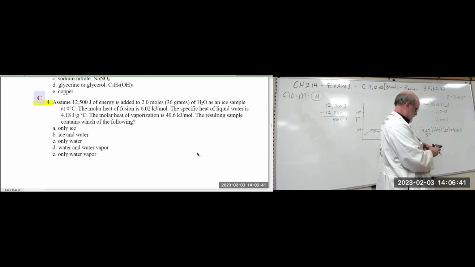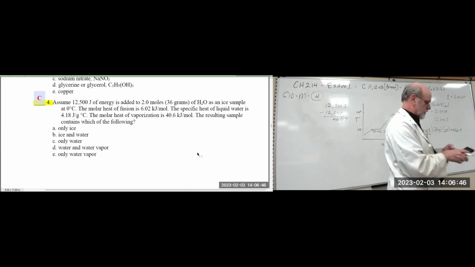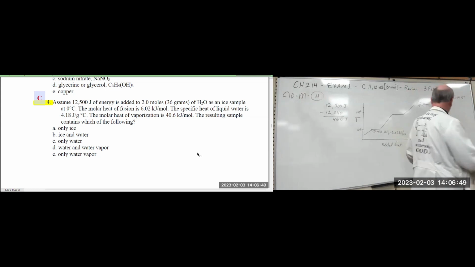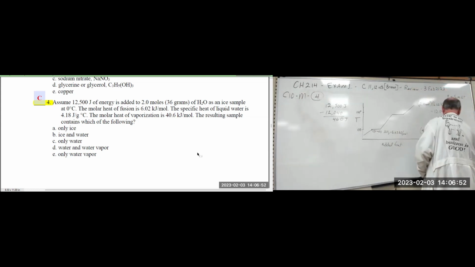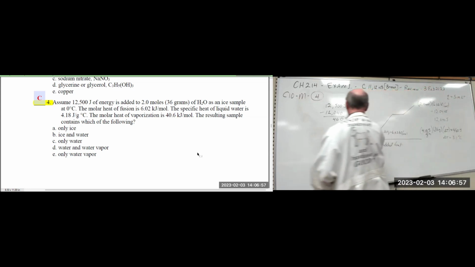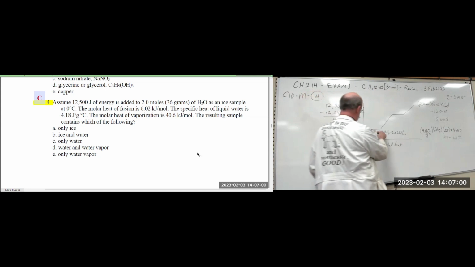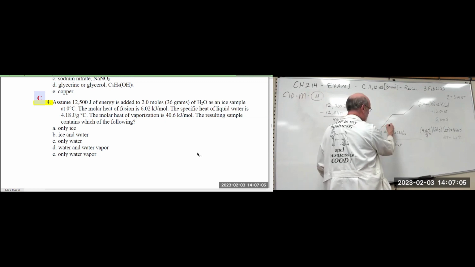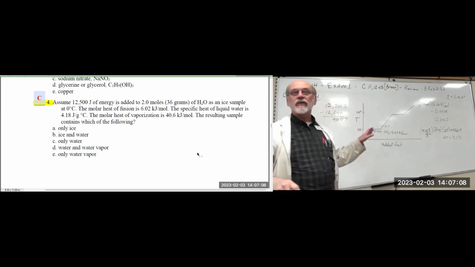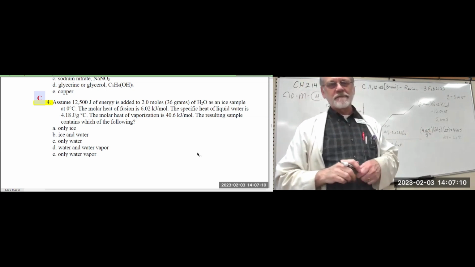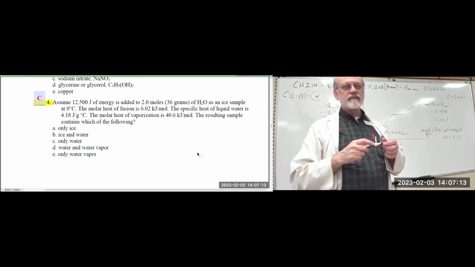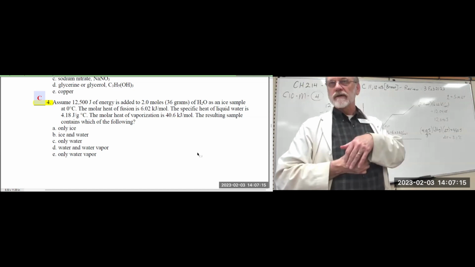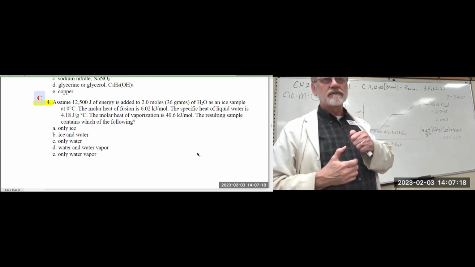460 divided by 36 and then divided by 4.18. So I got 3.1 degrees. So it's only going to go up 3.1 degrees after we use up that. So from 0 to 100, we've only gone 3.1 degrees. Okay. So it's still liquid. It's all liquid. And that would be C. There's only liquid water in that sample. Okay.